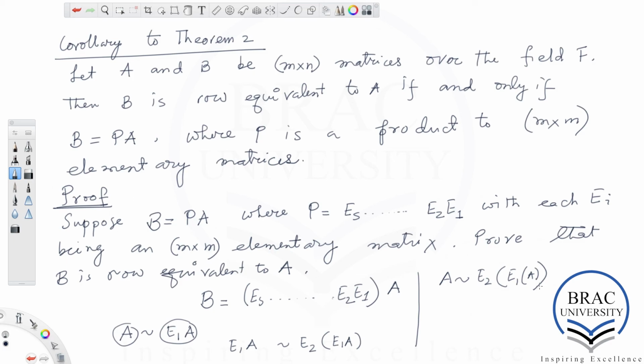So continuing this way, one can immediately conclude that A is row equivalent to these matrices, ES all the way up to E2 times E1 times A. So A is row equivalent to this matrix. So this is one direction. So let us do the proof of the corollary for the other direction.